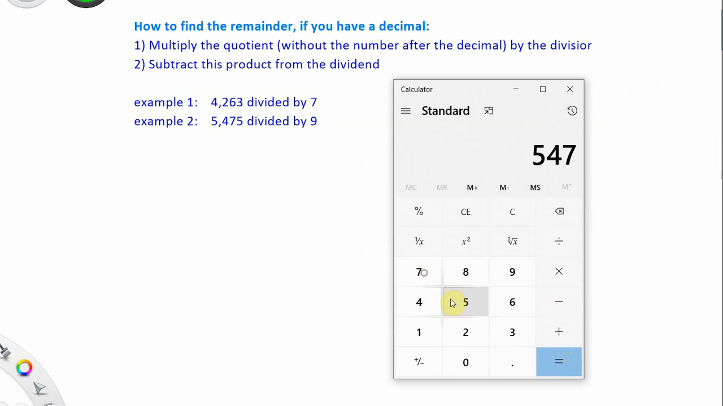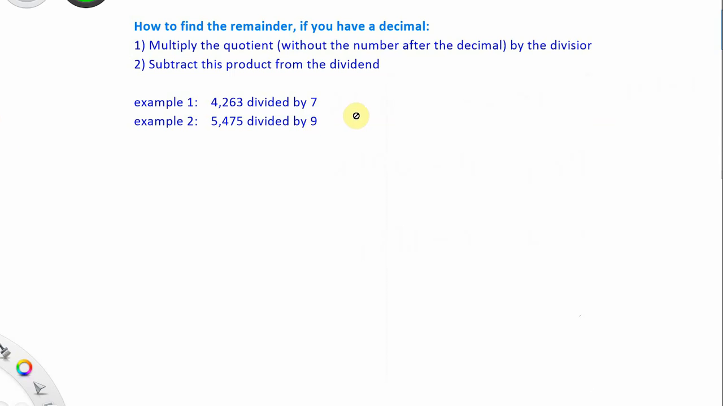But what if we have a question like this, 5,475 divided by 9. Here we have a bunch of decimals after. And so this one equals 608 decimal 3. And you can see that 3 just keeps going on and on and on.